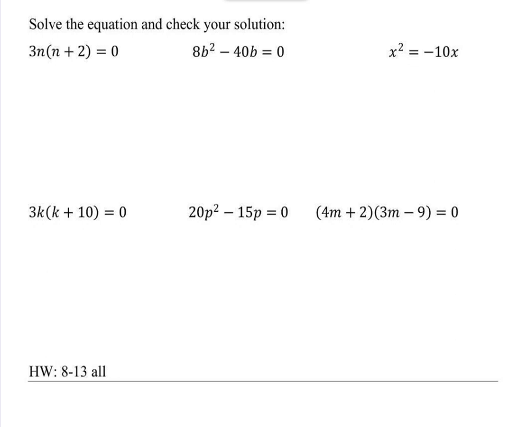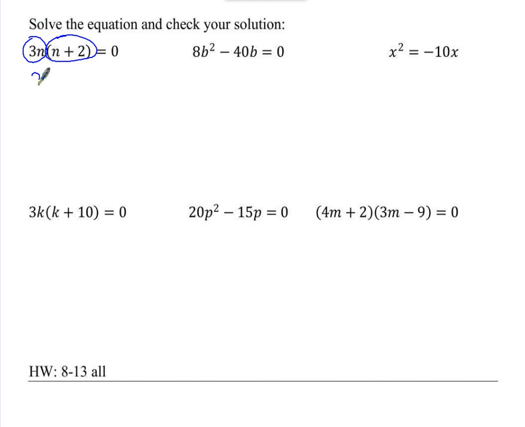So let's take a look at these 6 problems. We want to try to use the zero product property to solve these equations. So in that first one, we have 3n times n plus 2 equals 0. Do we have things that are being multiplied together? Yeah, notice that the 3n times the n plus 2 is equal to 0. So if that's the case, then what can we say?